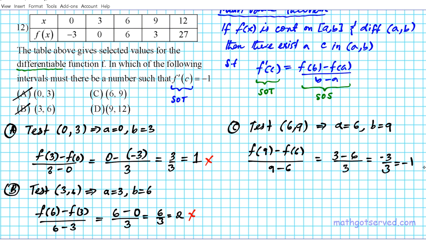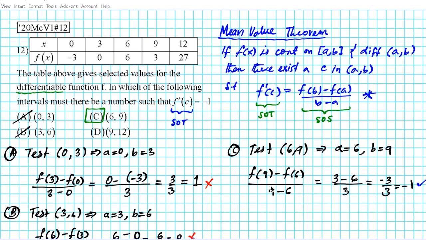Ladies and gentlemen, we have a winner. Why is that the winner? Because the slope of the secant line on this interval, 6, 9, is equal to the slope of the tangent line, and that satisfies the conclusion of the MVT. So the answer to option number 12 is letter C.